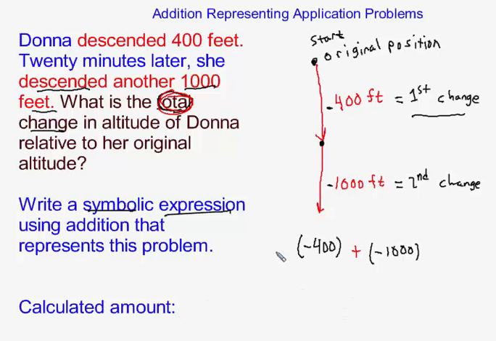Then to calculate the amount, you could argue that since she went down 400 and then down another 1,000, she went down a total of 1,400. The fact that the movement was downward would mean that my final answer is negative. You could argue this on the real number line.